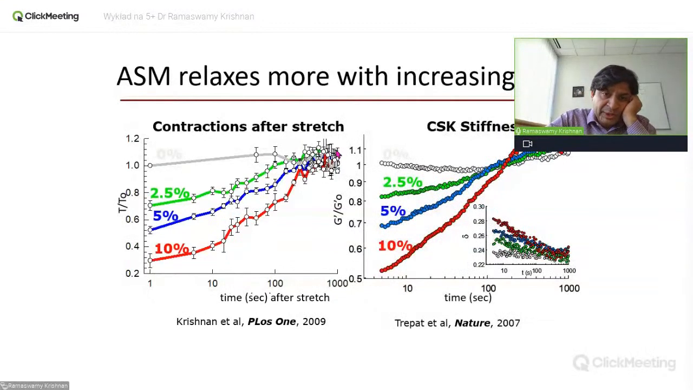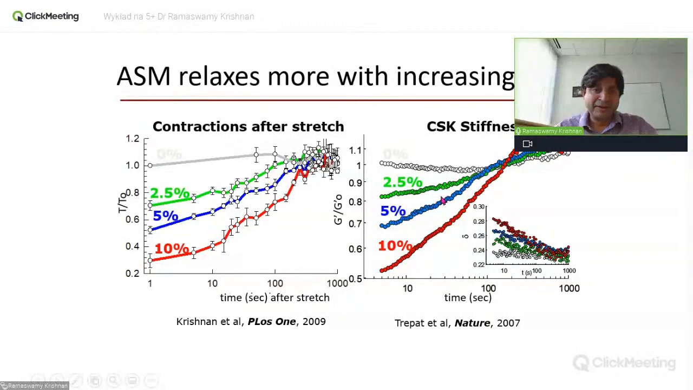Around the time when I was doing these experiments, my colleague at the time, Dr. Xavier Trepat, who's now a professor of bioengineering at the University of Barcelona, ran similar experiments, but he was measuring cytoskeletal stiffness rather than contraction. And I'm showing you here how normalized stiffness changes with time after stretch. I plotted them side by side for a reason. The similarity is pretty striking.